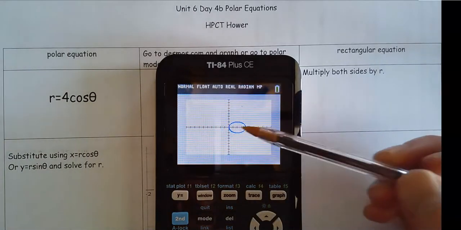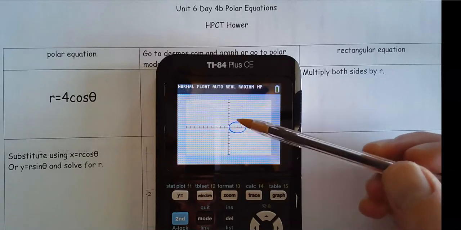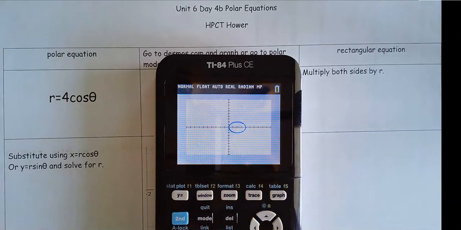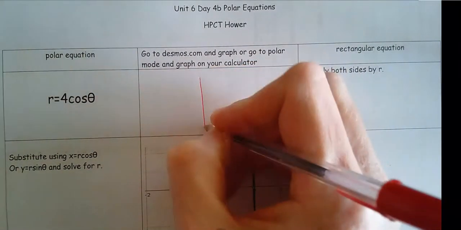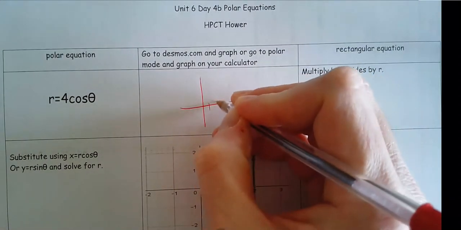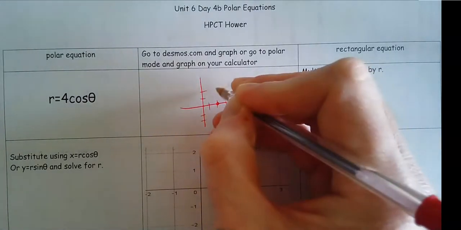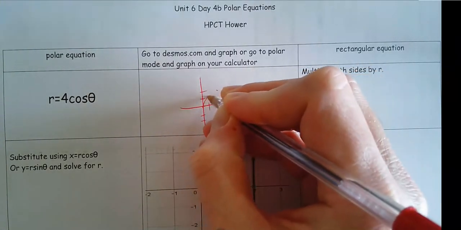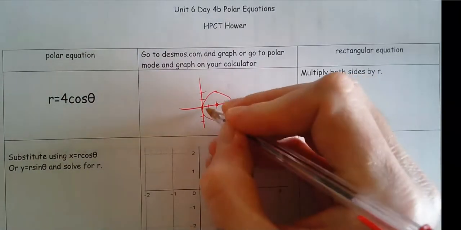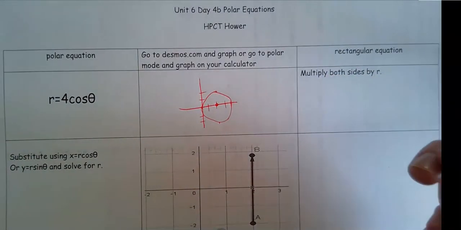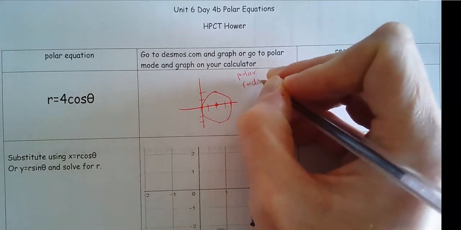If you see, even though it's not drawn to scale, it is a perfect circle. It is right 2, left 2, up 2, down 2. So it's a circle with a radius of 2. If we're going to graph that, just real quickly here, 1, 2, there's the center. 1, 2, up 2, down 2. So it looks something like this. Not the best circle I've ever drawn, but it's a circle with a radius of 2. Again, make sure you're in polar form and make sure you're in radians.